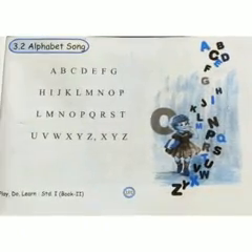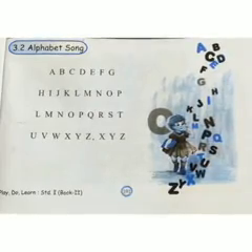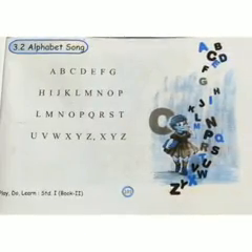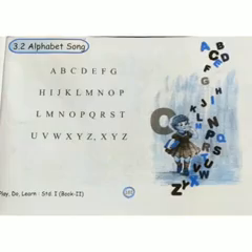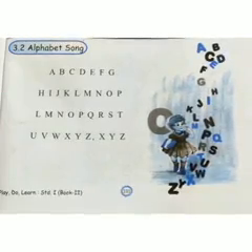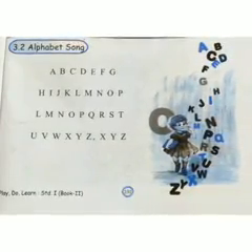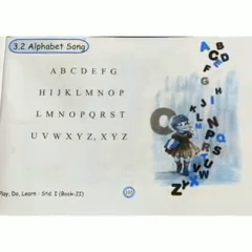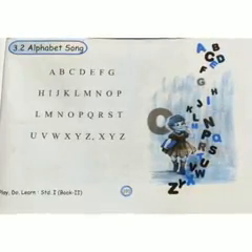A B C D E F G H I J K L M N O P L M N O P Q R S T U V W X Y Z X Y Z.